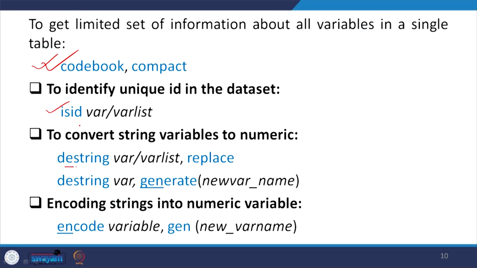Now, several times I kept mentioning that if the variable is in non-numeric form, mathematical operations are difficult. So, you need to destring the variable. Enter the command destring, then the variable list, then replace the earlier memory. Or destring, then the variable name, if you want to write a new variable name after destringing, because we also require the string variable for further operations. So, it is suggested that you destring the variable and then generate a new variable with your convenient name. Now, encoding a string into a numeric variable is also required. In that case we need to encode the variable, and accordingly we can generate a new name for it.